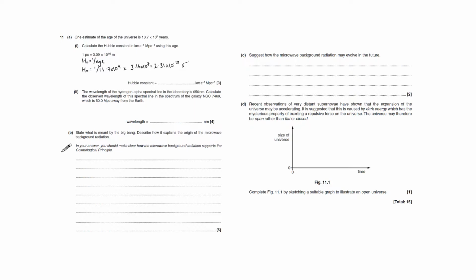So 3.16 times 10 to the 7 is found in your data sheet, and that's far easier than working out how many seconds in an hour, how many hours in a day, how many days in a year. So do make sure you're aware that's available.